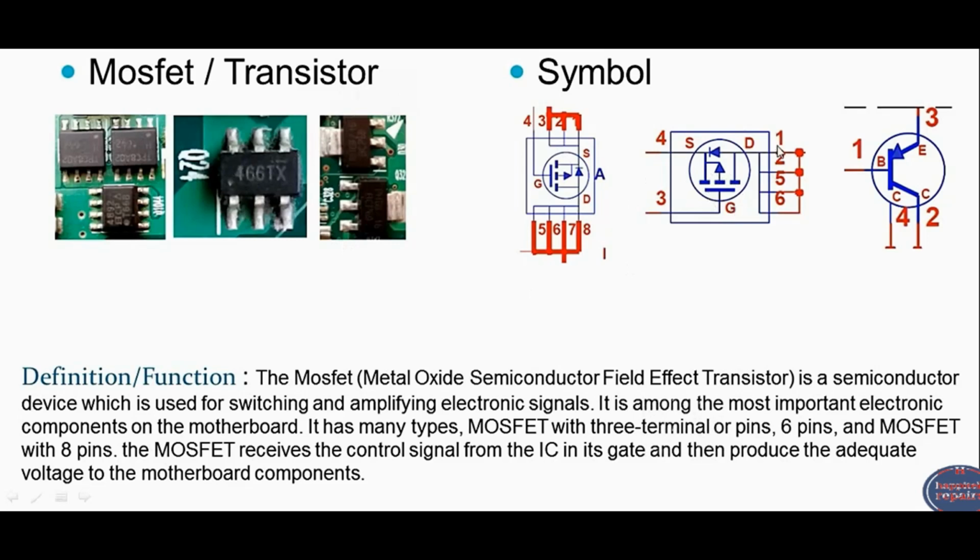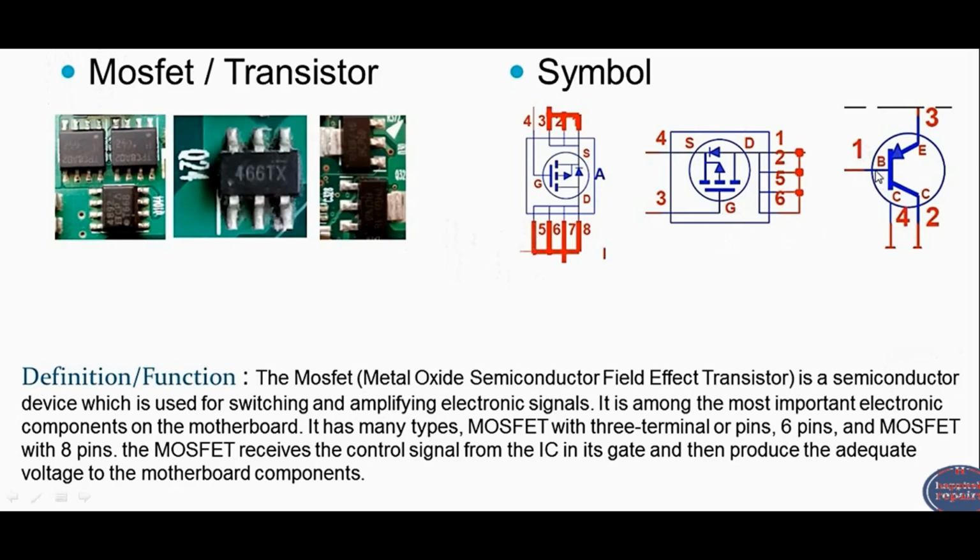Okay, so basically the first pin is always marked with a dot or a white mark. The first pin always refers to the first pin of the source. Pins one, two, and three are for source. The fourth pin is for gate, and the other pins, I mean 5, 6, 7, and 8, are for drain.